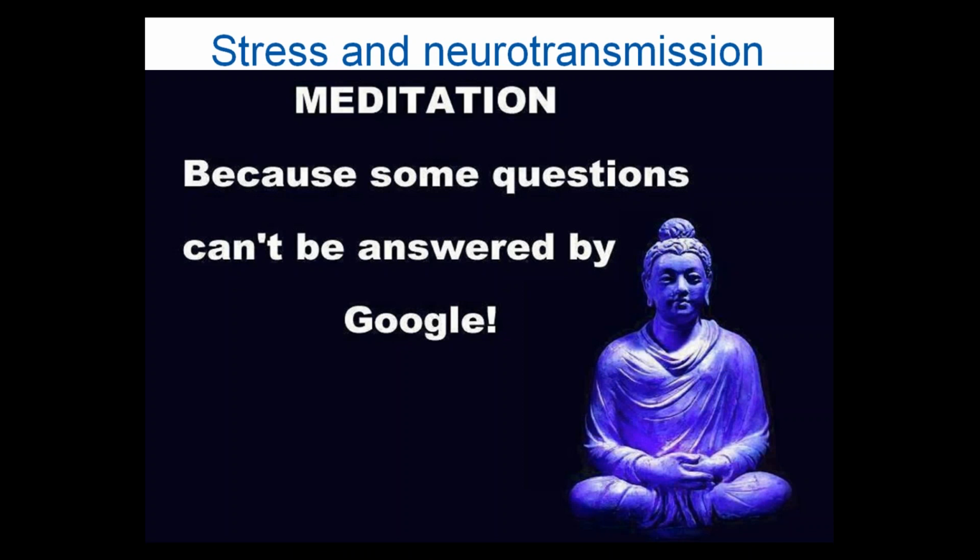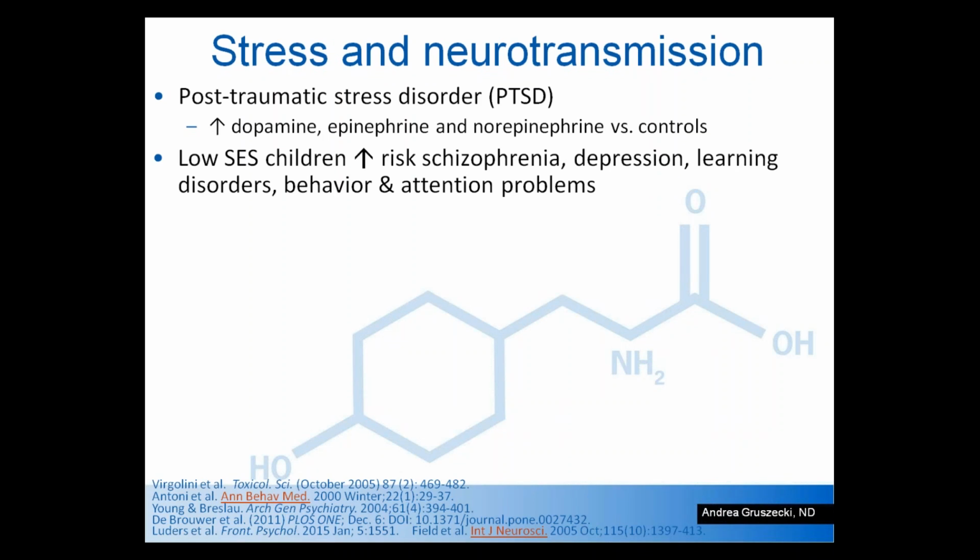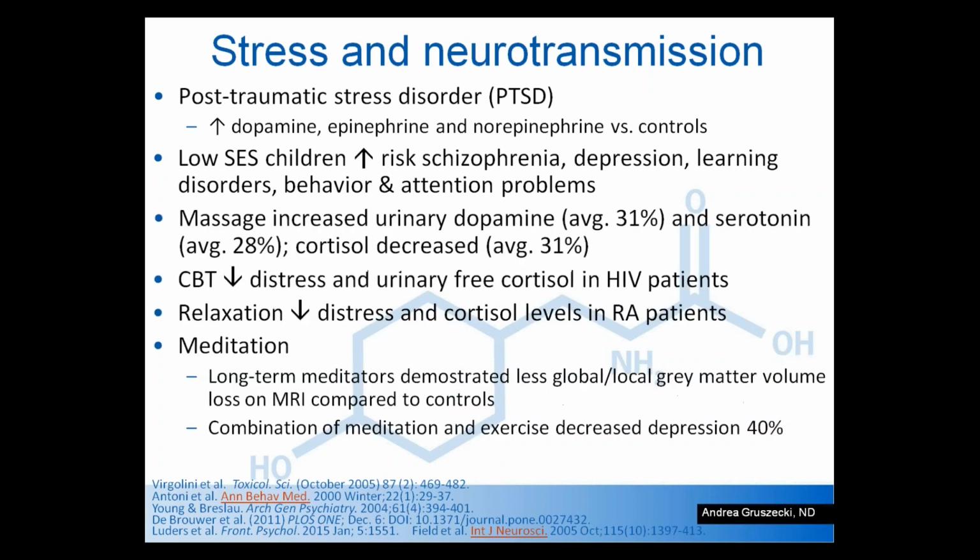Chronic psychological stress may also be disruptive to neurotransmission, while evidence-based mind-body therapies may improve stress, cortisol, and catecholamine levels. Both PTSD and low socioeconomic status have been associated with an increased prevalence of mood disorders in children and adults. A 2016 study demonstrated that the combination of meditation and exercise decreased depression 40% in depressed and non-depressed students.